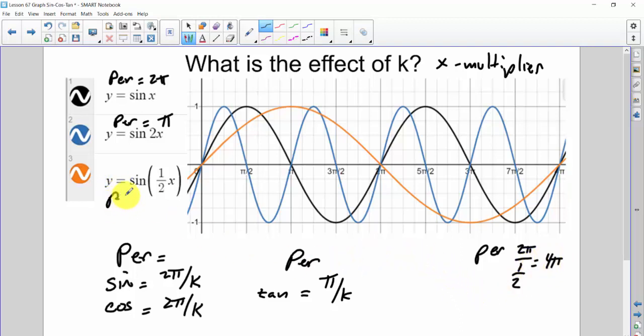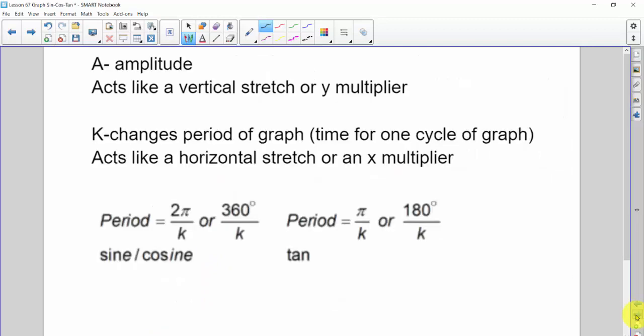And you'll notice that it's twice as long as the black graph, which was normally a 2 pi period. So k again is an x multiplier. It changes the period, but it is not the period.